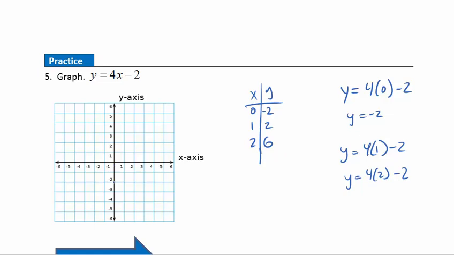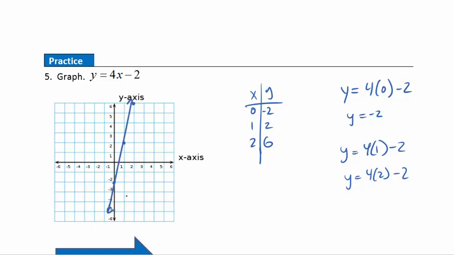So let's see, 0, negative 2, over 1, up 2, and then over 2, up 6. So a very steep line here. It's traveling uphill very quickly. But notice they're all lined up in a row, so I know I've not made a mistake here when I was coming up with those points.